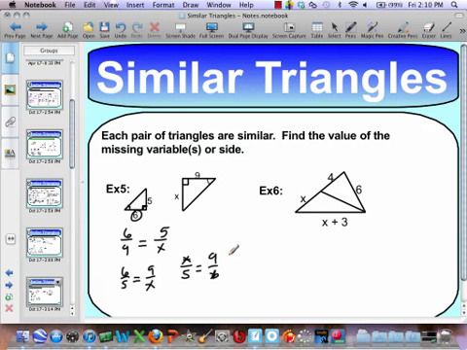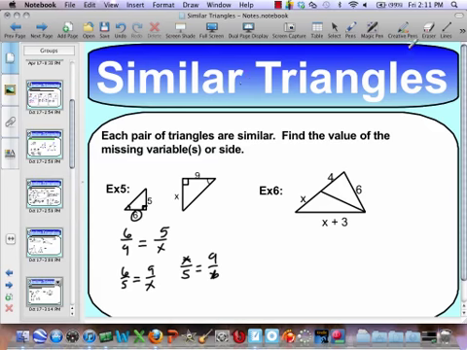Here are the cross products: 6 times x, 5 times 9. Down here, 6 times x, 9 times 5. So when you're setting your proportion correctly, no matter how you set it up, your cross products should be the same. It's a really important thing to remember about this. Your cross products are the same.